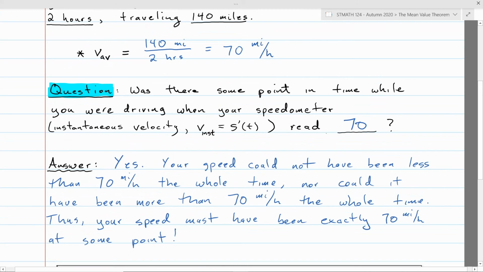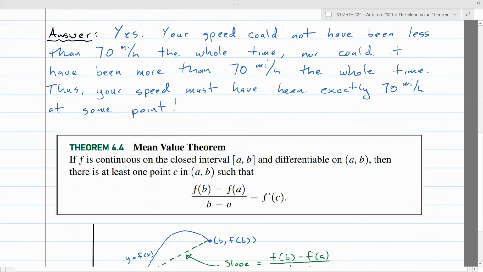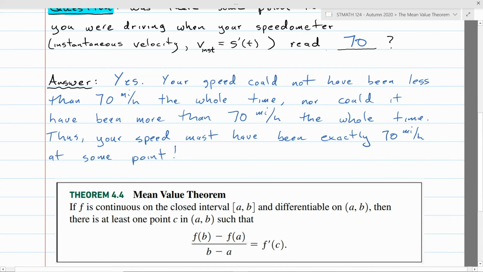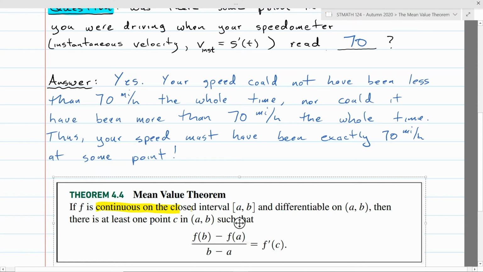So this idea that over an interval of time, your instantaneous velocity must have been exactly equal to your average velocity over the whole trip is exactly what the mean value theorem says you should have. So the mean value theorem says, here at the bottom, first of all, you have to assume that you have a continuous function on your interval, and you also have to have that the function is differentiable on the open interval a to b, because we're going to be talking about derivatives in this thing.